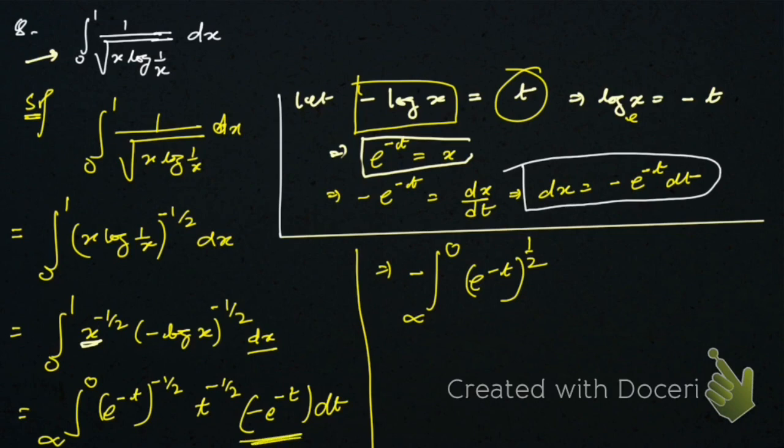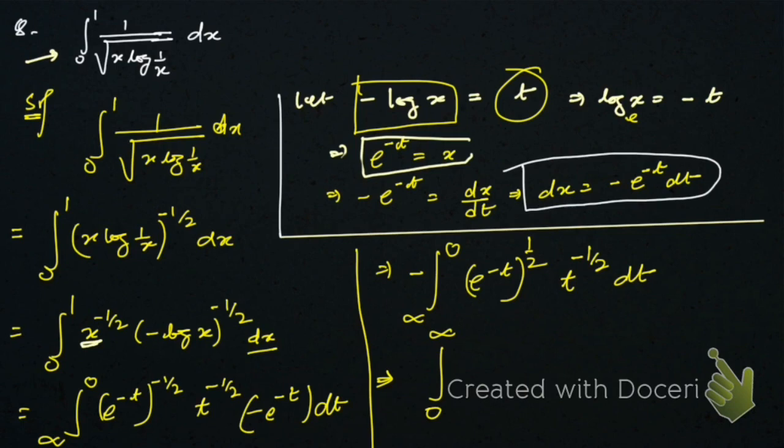That means if you multiply these two, then you're going to have e to the power minus t whole to the power plus half, and this minus is taken out, right? So hope you have understood this. Also we have t to the power minus half, then dt, and if you make it positive, then the upper limit will become the lower, and the lower limit will become the upper limit. Okay, so integration from 0 to infinity.